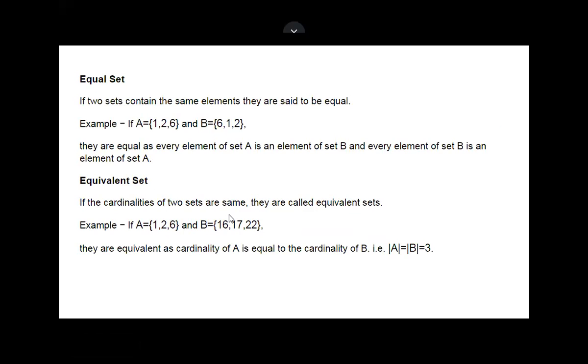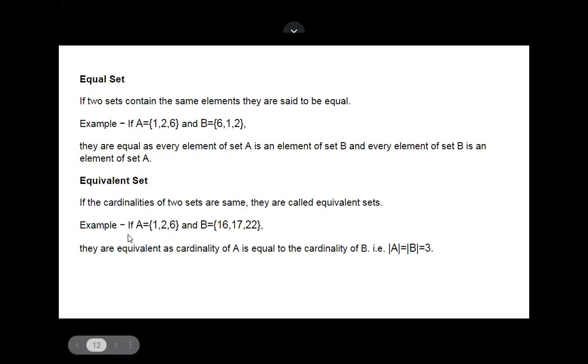Okay, A is 1 2 6. Example, see here in the equal set. A is 1 2 6 and B is 6 1 2. Both the sets are equal sets because though the order is changed, elements are same. A is also containing 1 2 and 6. B is also containing 1 2 and 6. So if two sets are equal, it means the elements in those two sets are also equal. Getting?